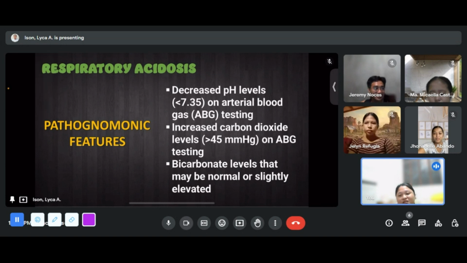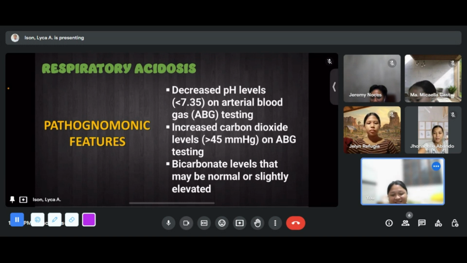So, the pathognomonic features of respiratory acidosis is decreased pH levels. Ito yung sinabi ko kanina, di ba pag nag-decrease siya, acidosis. Decrease. So, less than 7.35 on arterial blood gas testing. Increased carbon dioxide levels greater than 45 milliliters of mercury on ABG testing. Bicarbonate levels that may be normal or slightly elevated. Yun, explain ko na kanina yun.